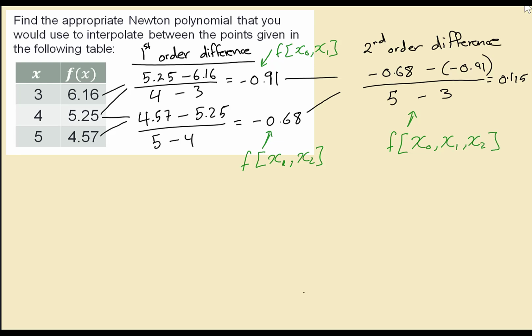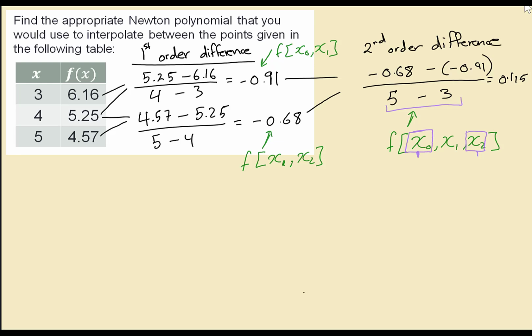And you can see that in this denominator on the bottom side, this 5 minus 3, what we used is x2 minus x naught. So as we move on to higher order differences, this is a good way to keep track of what I need to subtract on the denominator when I have a higher order difference that I'm trying to do the math for. So you always take the last point minus the first point.